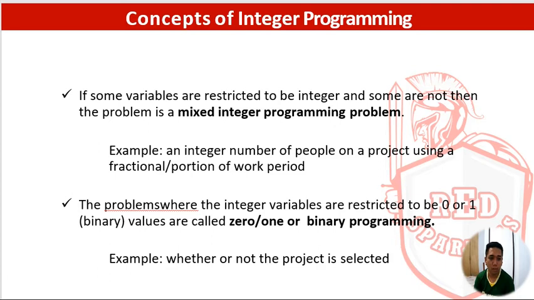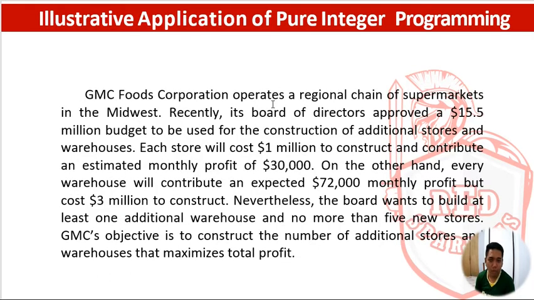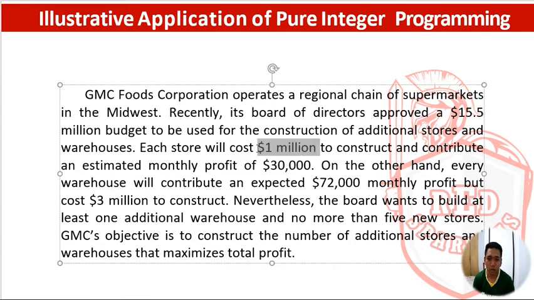Graphical linear programming. Say for example, meron tayong problem. Let's try solving this one. GMC Foods Corp operates a regional chain of supermarkets in the Midwest. Recently, its board of directors approved $15.5 million budget to be used for the construction of additional stores and warehouses. Each store will cost $1 million to construct.